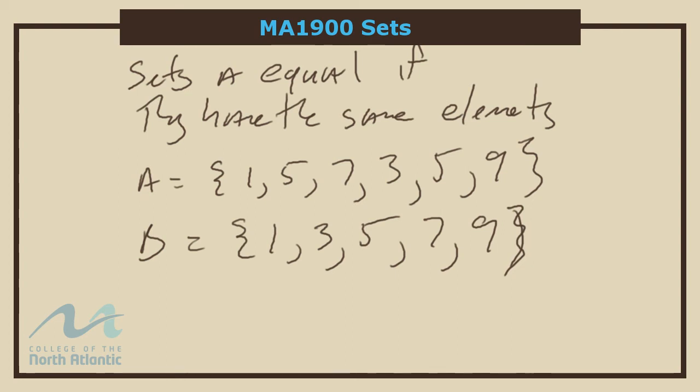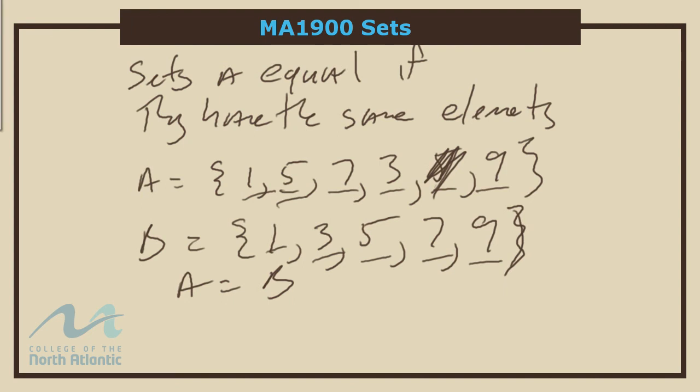These two sets are actually equal because each element of your set only exists once. So the fact that you have two 5s here, we don't need them both. One of them goes away. The other thing is that order is meaningless in a set. Because of that, these two sets are equal. So A equals B. We have 1, check. We have 3, check. We have 5, check. We have 7, check. We have 9, check. And there are no other elements there. So we know we're good.